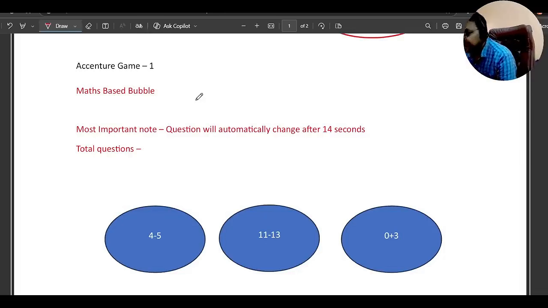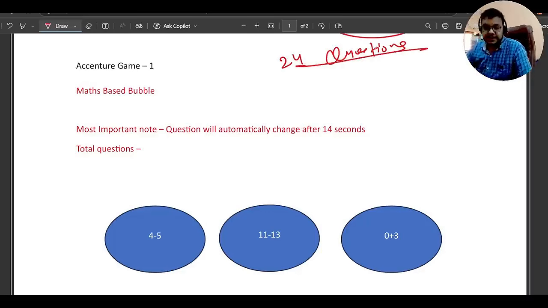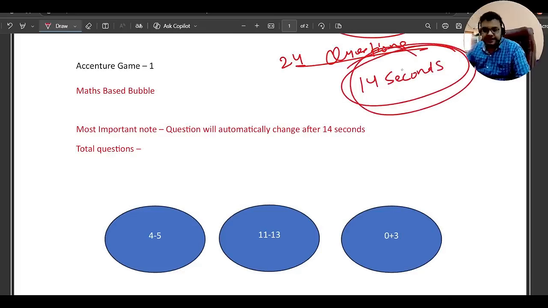Let's start with our game one. Game one is a maths based bubble game. Now, what is the catching part? You will get a total of 24 questions. The main catch is that if you do not solve a problem, it will redirect to another problem in 14 seconds. So there will be a timer of 14 seconds. Suppose in 14 seconds you are not able to solve the question, then the next question will come.